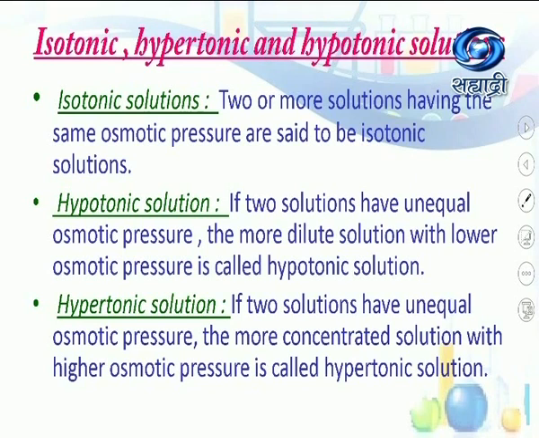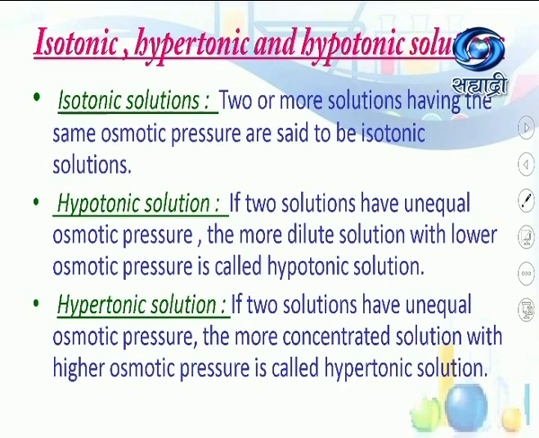Isotonic, hypertonic and hypotonic solutions. Isotonic solution: two or more solutions having the same osmotic pressure are said to be isotonic solutions. So what are the isotonic solutions? Two or more solutions having the same osmotic pressure. The word iso means same. मग काय same असतं? Osmotic pressure same. So two or more solutions having the same osmotic pressure are said to be isotonic solutions.